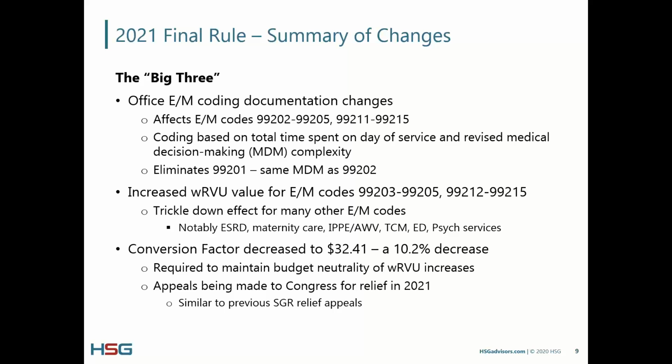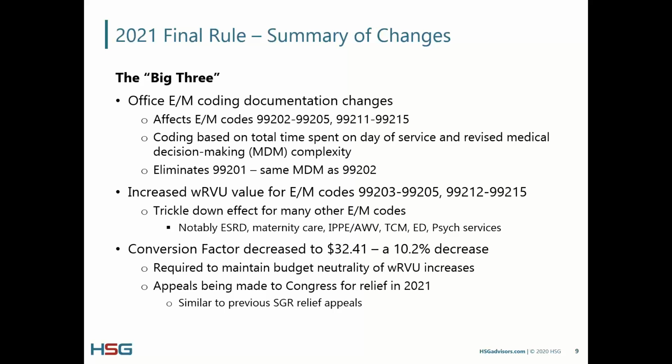Those elements are no longer going to be part and parcel of the code assignment, and we'll talk about that in greater detail later. So with that, the complexity of care between the 99201 and the 99202 became essentially the same, and allowed for elimination of the code 99201. These changes were part of the 2020 final rule that CMS promulgated last year. This year, it codified that change and indicated it will be in place by January 1st of 2021.